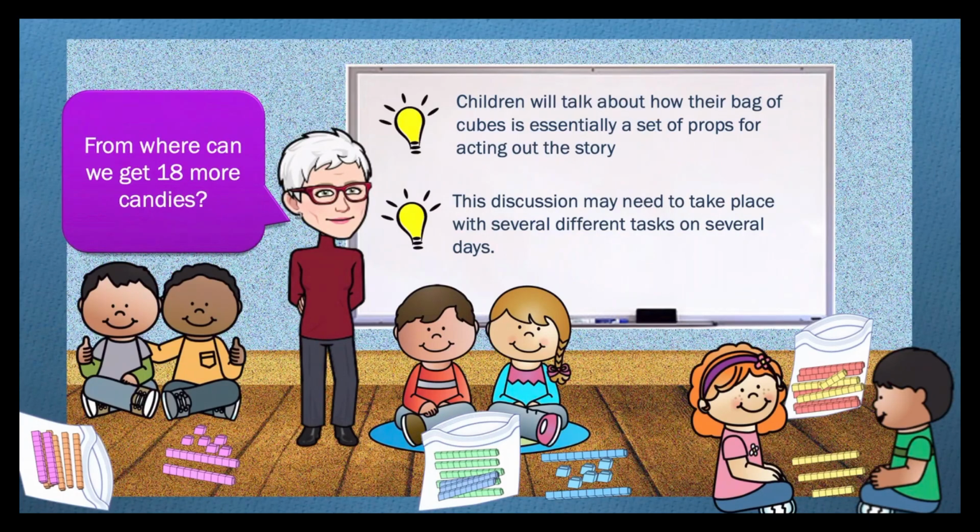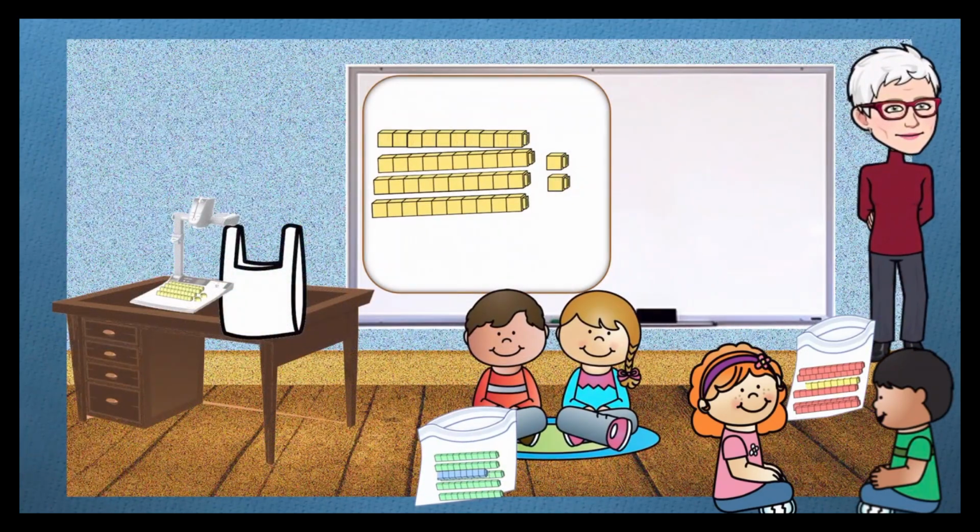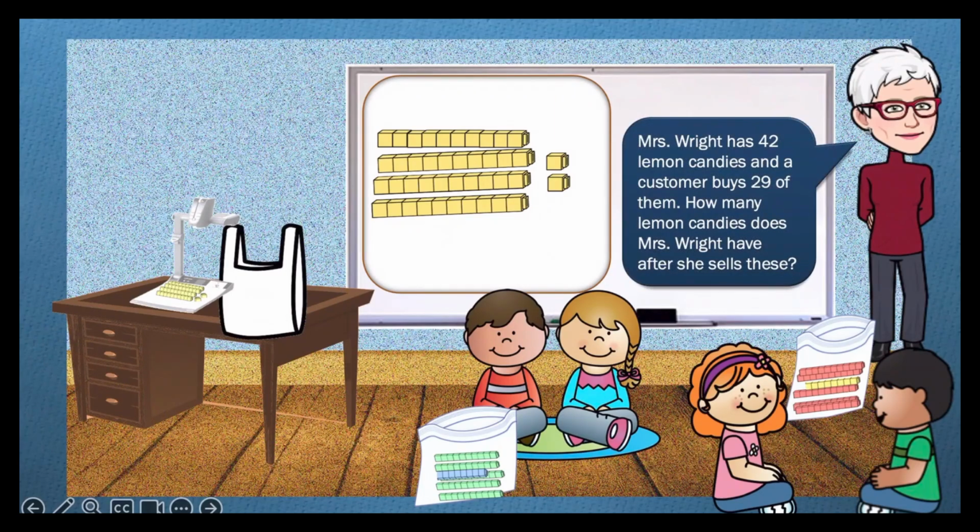In our experience, teachers typically show great creativity in figuring out how to make sure children understand how to act out the story. Likewise, children need to understand how to use the cubes to act out a story where a customer buys some candies. For example, suppose the task is that Mrs. Wright has 42 lemon candies and a customer buys 29 of them.